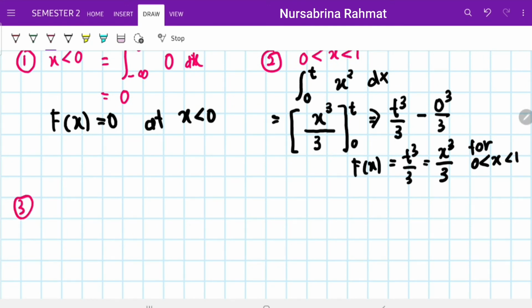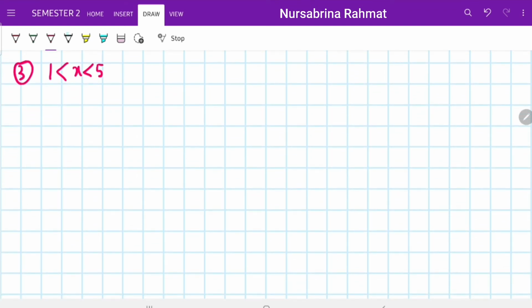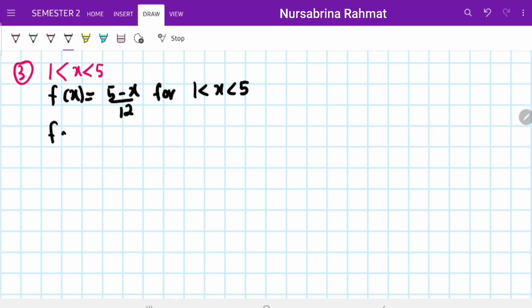Okay, so between the class interval of 1 < x < 5, given your f(x) = (5 - x)/12, I'm going to simplify this function to become 5/12 - x/12. Then I'm going to integrate this one to get my cumulative distribution function.